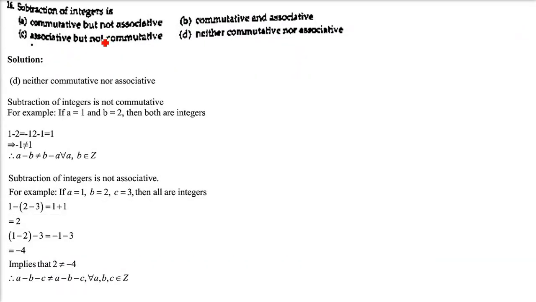Subtraction of integers. We have done already a similar question, if you see question number 12, part D. We did subtraction as a binary operation on natural numbers already. But here the question is asking about integers, not natural numbers. If you are preparing for engineering and competitive exams, then integers and natural numbers play a vital role in formulation of questions.